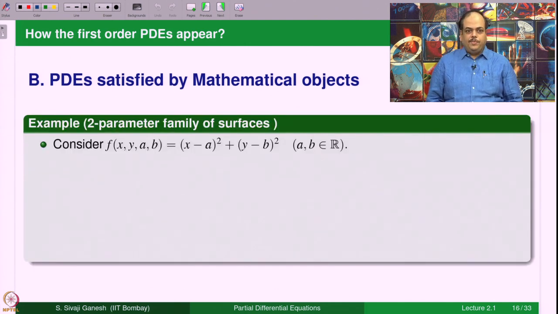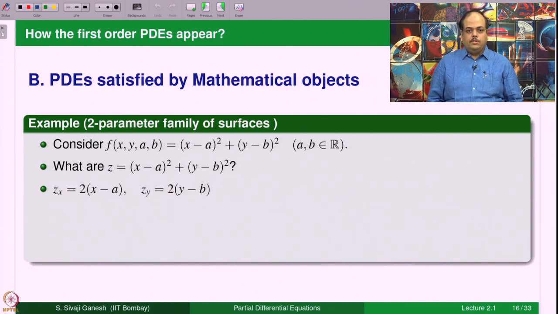Now, let us look at a specific example where the function is taken to be (x minus a) whole squared plus (y minus b) whole squared. a and b are parameters varying over real numbers, both of them real numbers. Now, what are these surfaces? What does this equation represent? It represents cones, a family of cones.